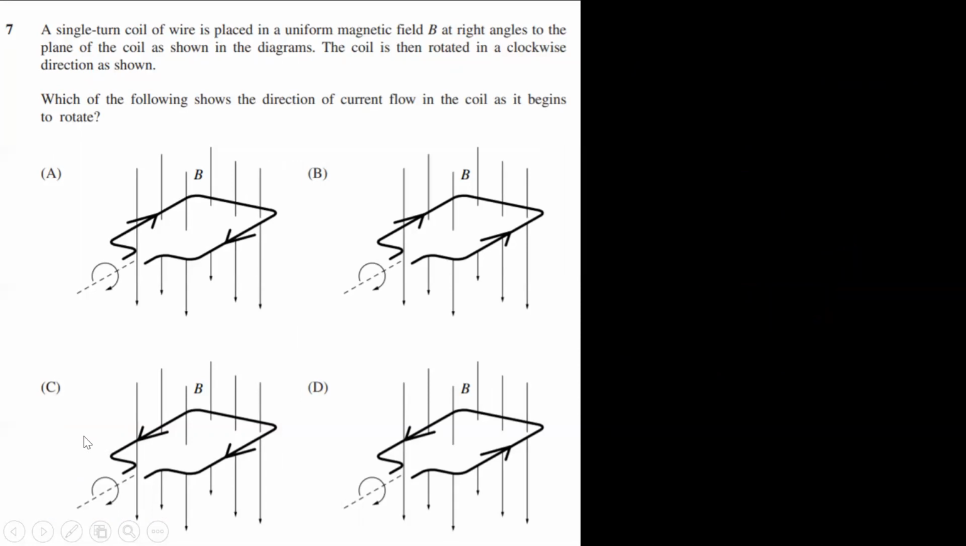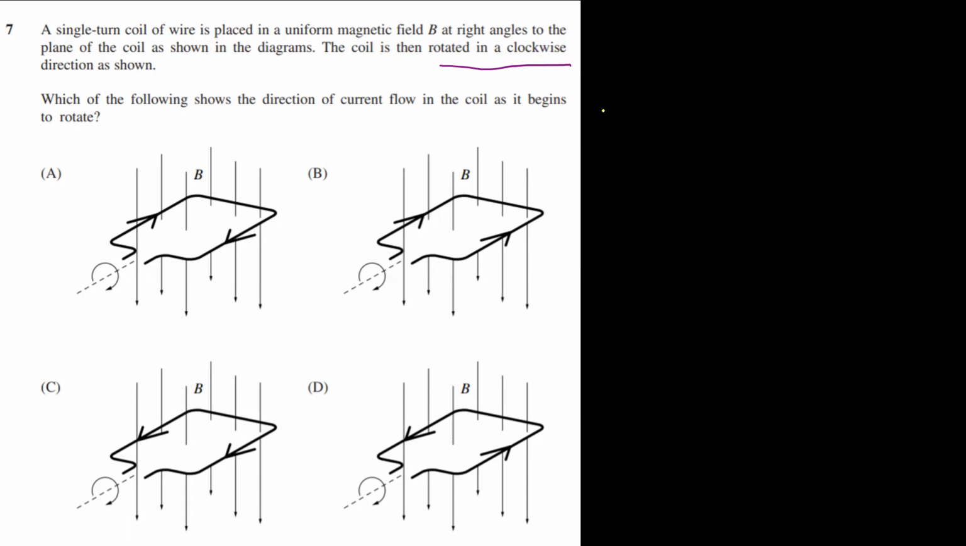A single turn coil of wire is placed in a uniform magnetic field. So we have a uniform magnetic field and we have this coil inside it, at right angle to the plane of the coil as shown in the diagram. The coil is then rotated in a clockwise direction. Which of the following shows the direction of current flow in the coil as it begins to rotate?